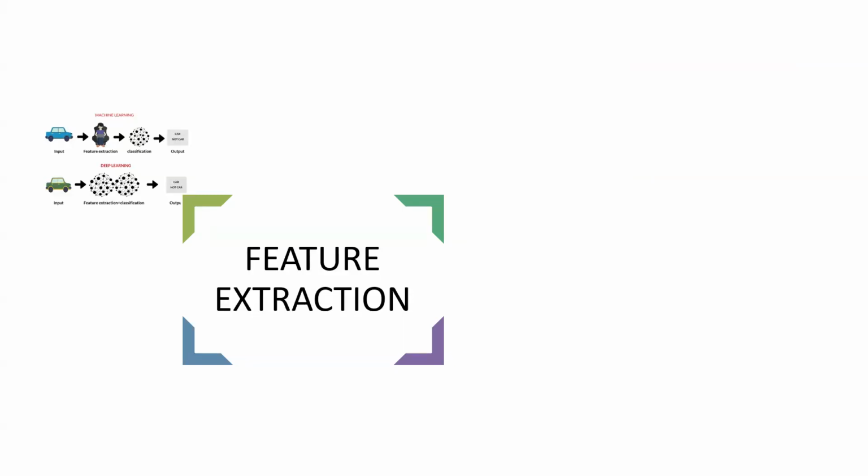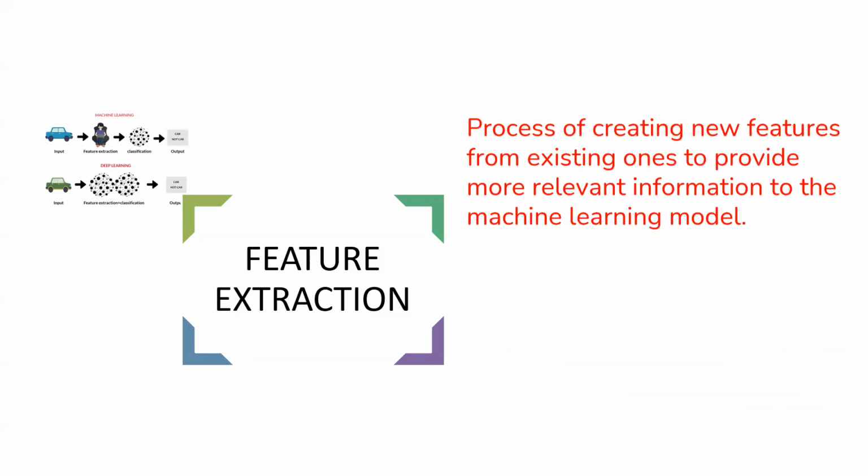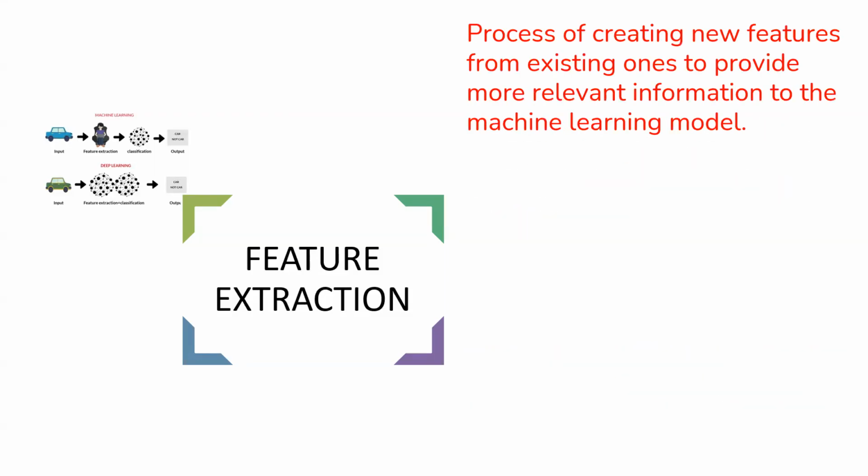What is meant by feature extraction? Feature extraction is the process of creating new features from existing ones to provide more relevant information to the machine learning model. So what we do in feature extraction is we create new features from the existing features to provide more relevant information to the machine learning model. Why do we do this? So that we'll be able to make our machine learning model learn from the data more effectively.